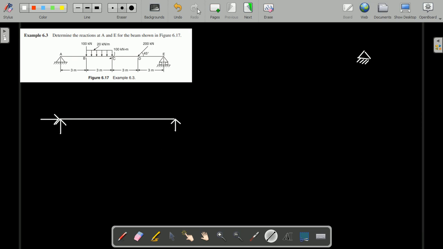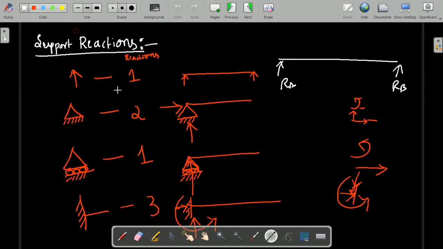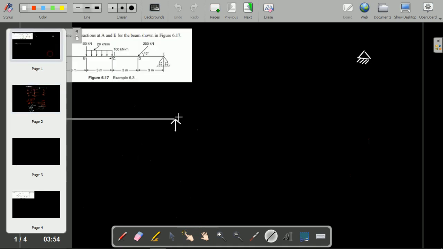See, just now as I have explained, there are different types of supports. So now in the problem we are having the hinged support, number of reactions are 2, one is horizontal and one is vertical, right? So you can write for hinged support 2 reactions, and another side we are having the roller support, that is only 1 reaction.